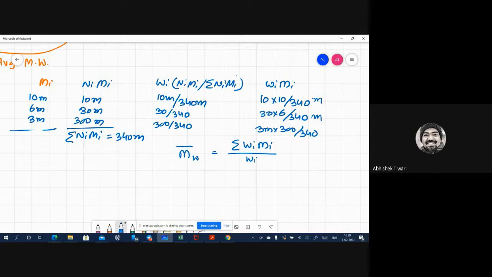So no, the total weight is NiMi. So sorry, the total weight is NiMi. So this will be my weight average molecular weight. Okay. So this is showing how much mass is being contributed from each chain.